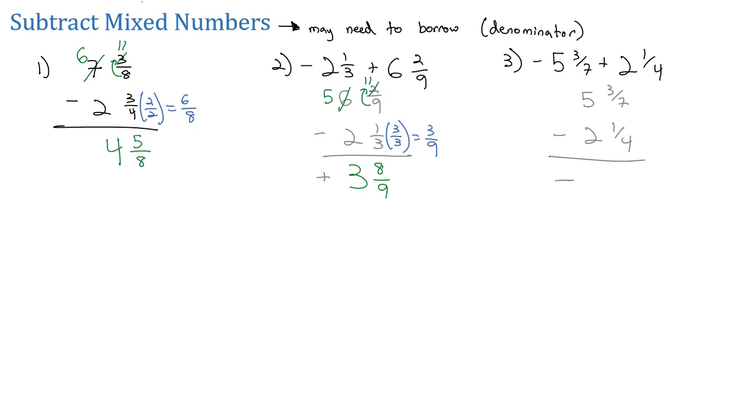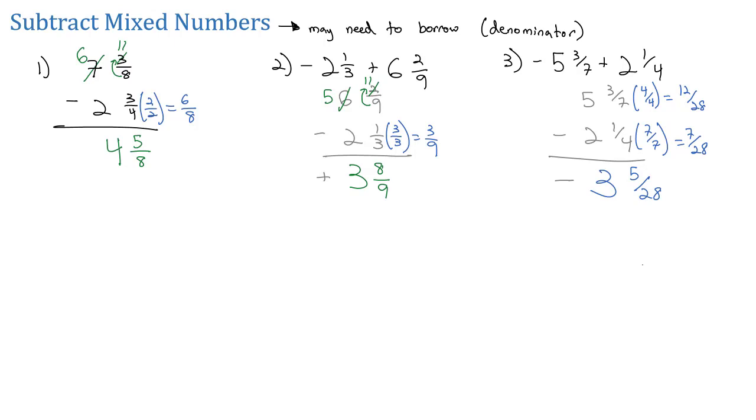Well, here our common denominator is going to be 28, so we multiply the first fraction by 4 over 4, and the second fraction by 7 over 7. That's going to give us 12 over 28 and 7 over 28. This time we don't have to borrow because I can do 12 minus 7. 12 minus 7 is 5 out of 28. Then I just have to subtract the whole numbers. 5 minus 2 is 3, and we get negative 3 5/28 for our difference.